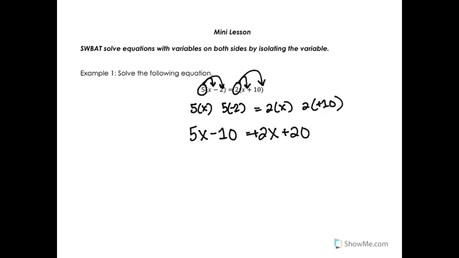Now since this is a positive 2x, then I know that if I want to bring it to the other side, anytime that I bring something from one side of my equal sign to the other, I can only use inverse operation.